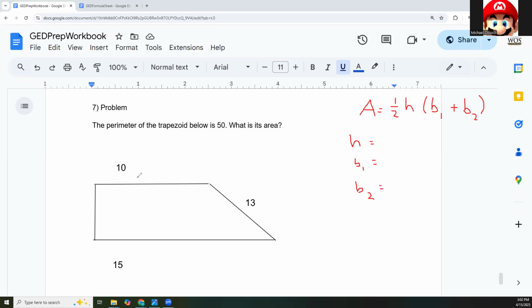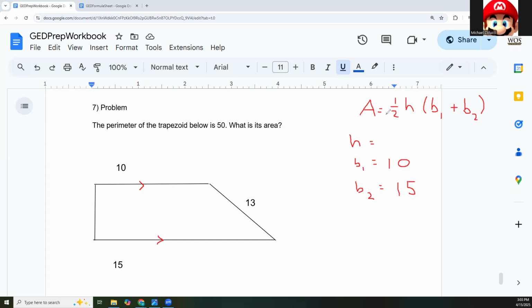On a trapezoid, you're going to have two parallel sides. These are your bases. It doesn't matter which one you call B1 or which one you call B2. You're going to get the same answer. You can switch around the order in an addition problem, so it doesn't matter. I'm going to call B1 10, and I'm going to call B2 15.